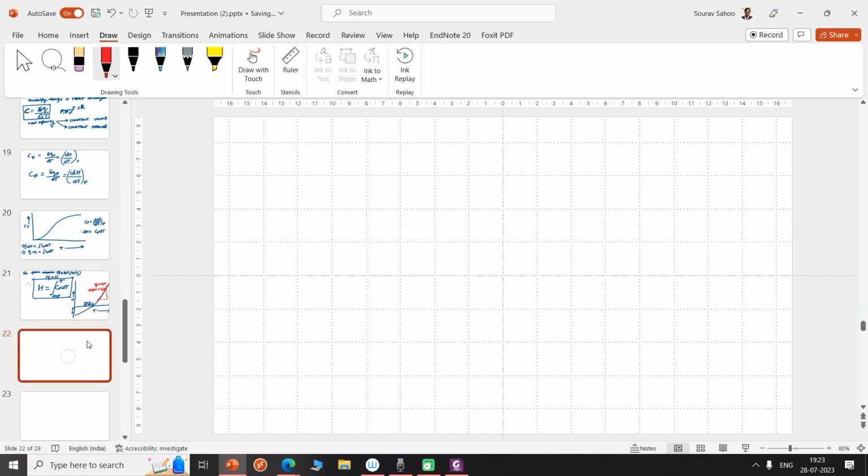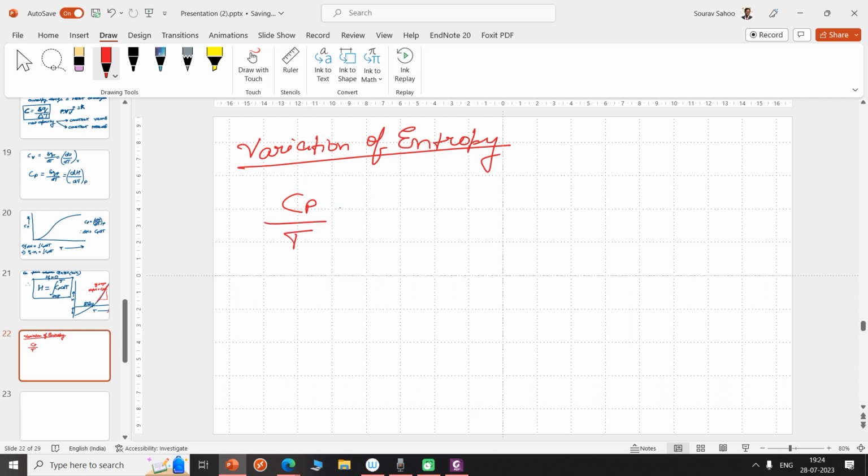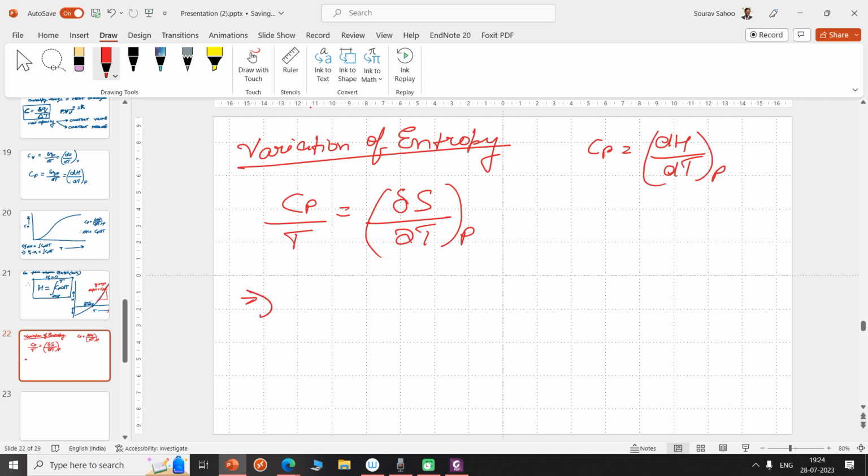And how can we get the entropy? So from thermodynamics we know Cp by T is equal to dou S by dou T at constant pressure. Now how do we come to this? We have seen in the previous slide that Cp is equal to dH by dT at constant P. So I just plug Cp here.